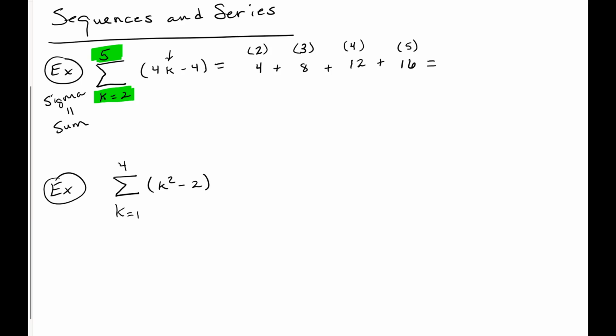And the sigma again means sum. So we're going to add up all of these numbers. And it's very simple. 4 plus 8 plus 12 plus 16, you guessed it, it's 40. Very, very simple, very easy to do. All right. But what if we were asking you to go from 2 to 100? Yeah, that might take you some time and maybe just some busy work.